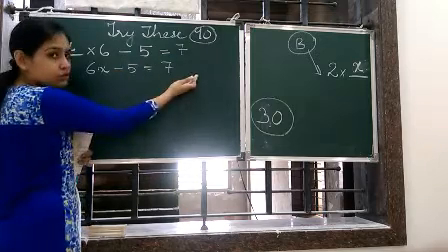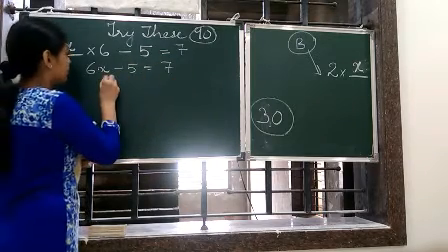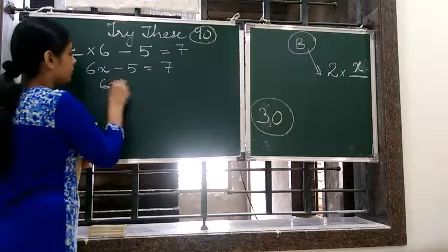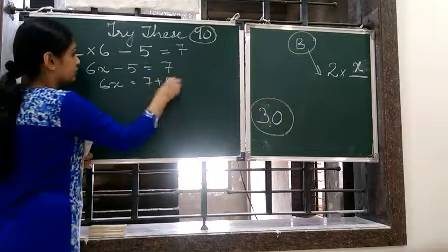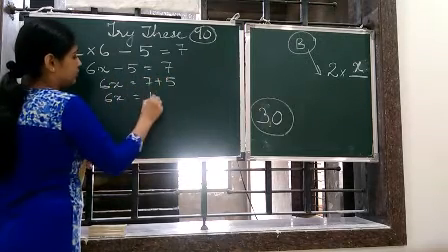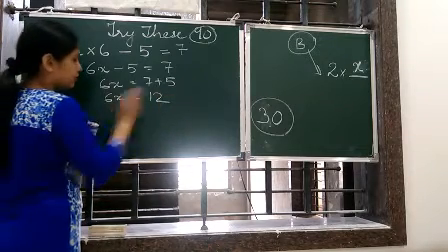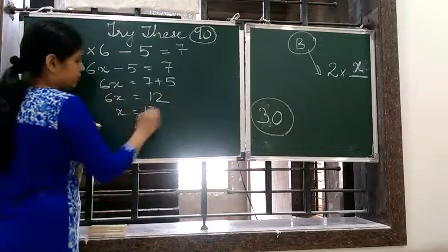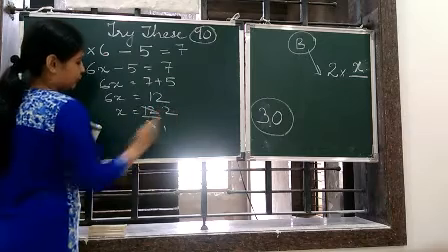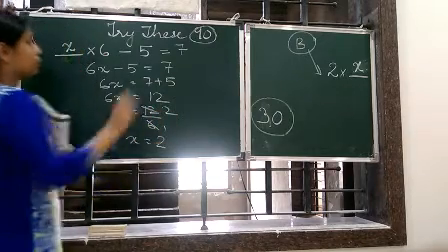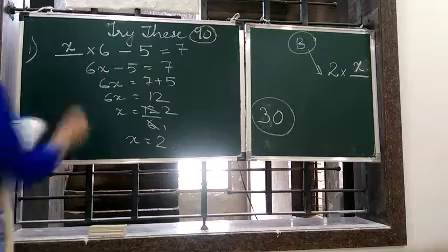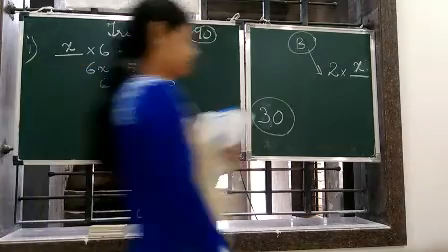Let 5 transpose to the RHS. It is minus, it becomes plus. Let 6 get transposed to the RHS. It is in multiplication, it will become division. So the value of x comes out to be 2. Okay, this is the first one. Let's do the second one now.